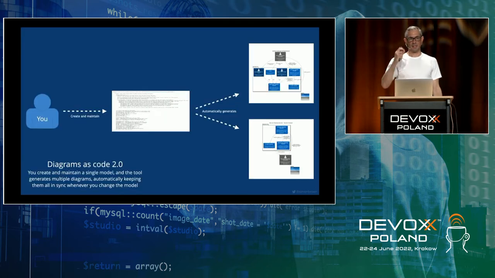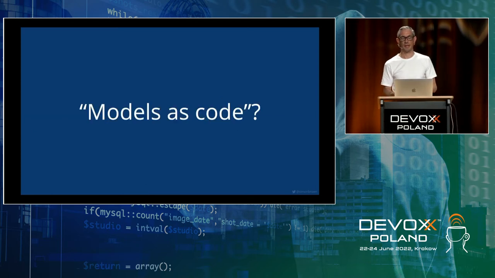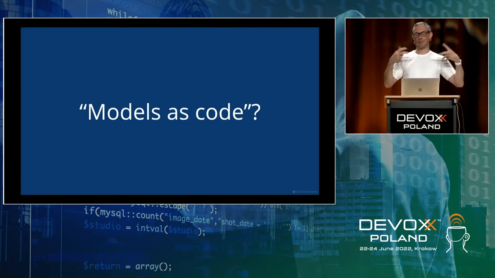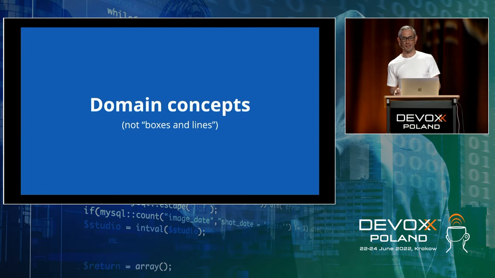And this is why I'm changing the narrative. Rather than creating multiple text files, one per diagram, I want to create a single text file that generates multiple diagrams. And all of those multiple diagrams are essentially kept in sync with one another because they're being generated off a single source of truth. The title of this talk really should have been called Models as Code, but no one would have turned up because modeling has this horrible association with big design up front and stuff like that. And I'm here to show you that's not necessarily the case.